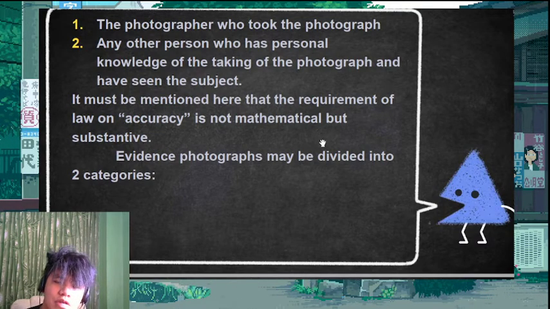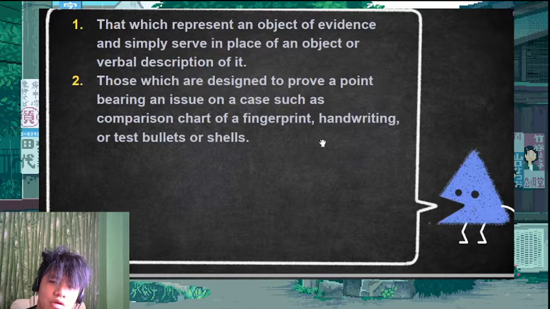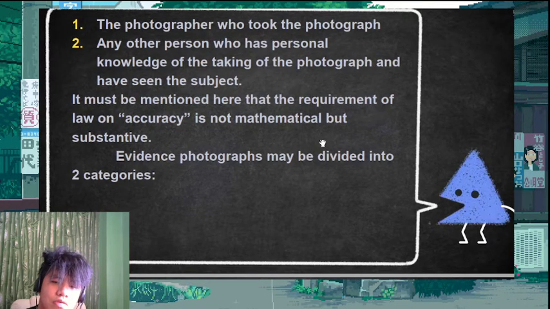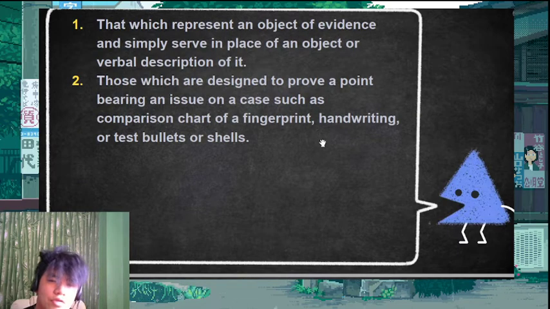So it must be mentioned here that the requirement of exactness and accuracy is not mathematical but substantive. Evidence photographs may be divided into two categories: that which represents an object of evidence and simply serves in place of an object or verbal description of it. A photograph, di ba, represents the evidence. So, if it does not require ocular inspection, pag malaki yung bagay, you can use that as a substitute or a representative of that object evidence.